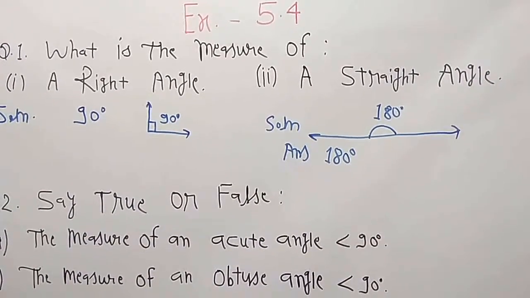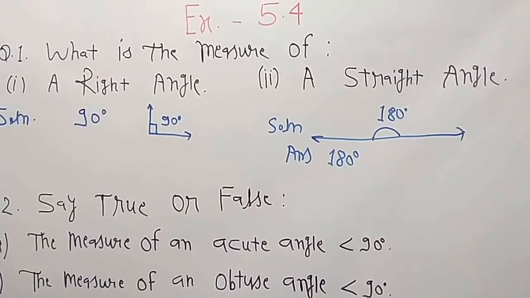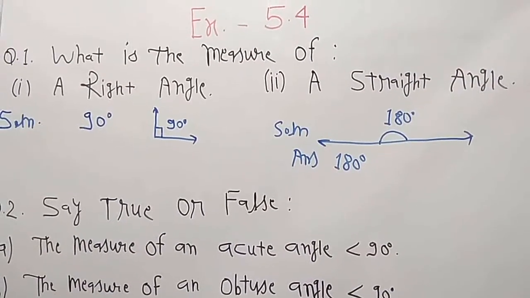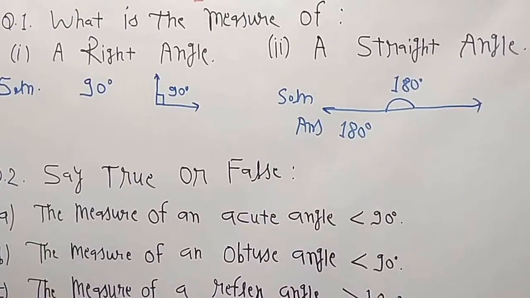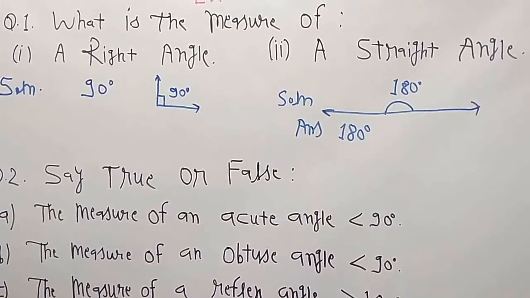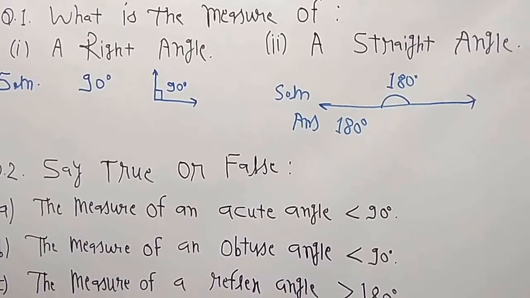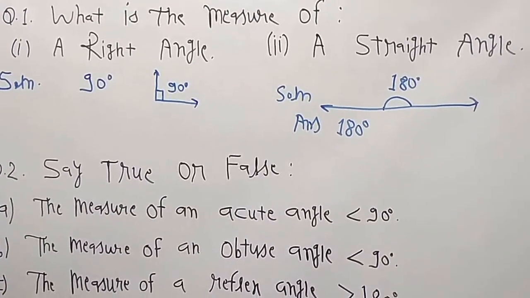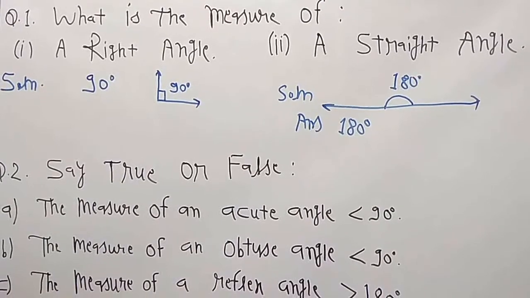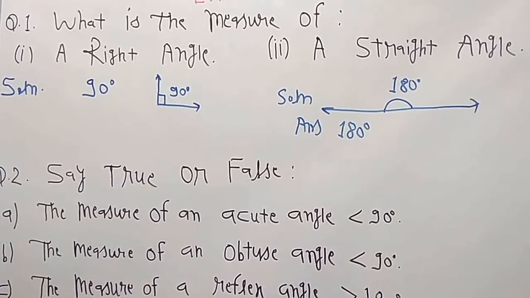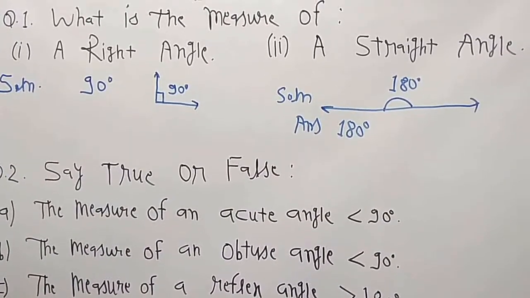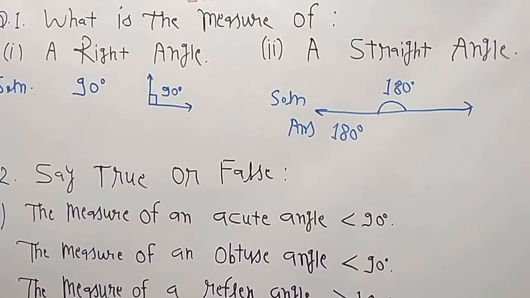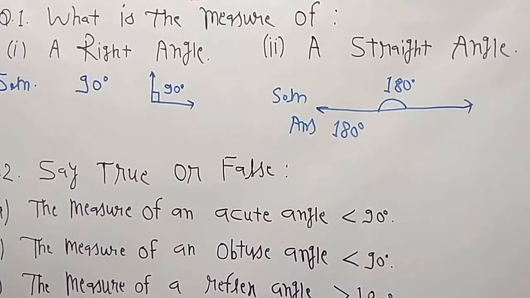For this you please learn the complete family of angle: 0 degree is zero angle, 1 degree to 89 degree is acute angle, 90 degree is right angle, 91 degree to 179 degree is obtuse angle, 180 degree is straight angle, 181 degree to 359 degree is reflex angle, and 360 degree is the complete angle. This is the complete family of angle. It is already available in one video on our channel on YouTube. You please watch from there.